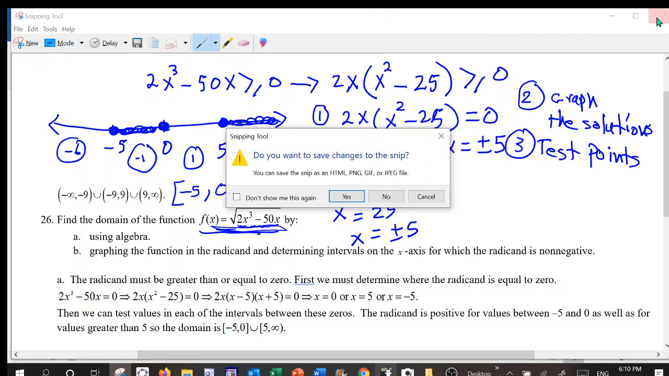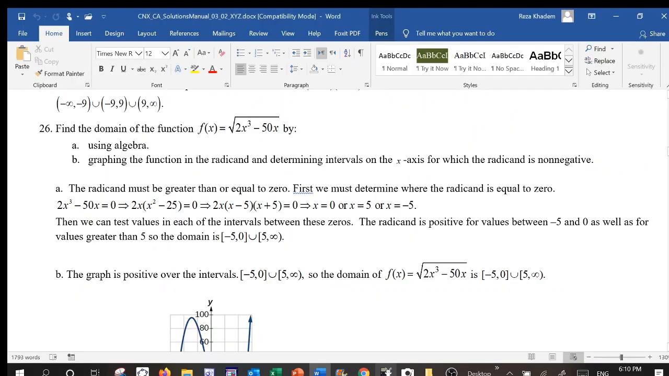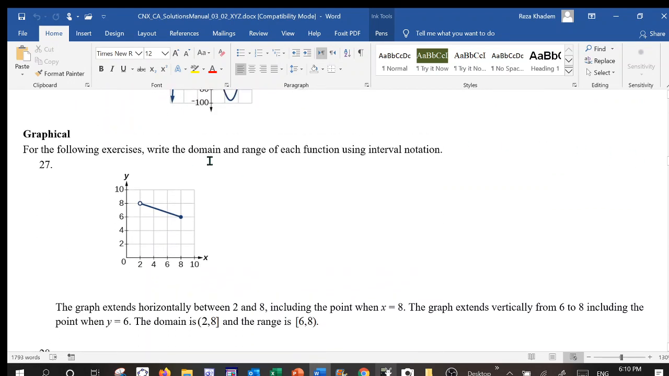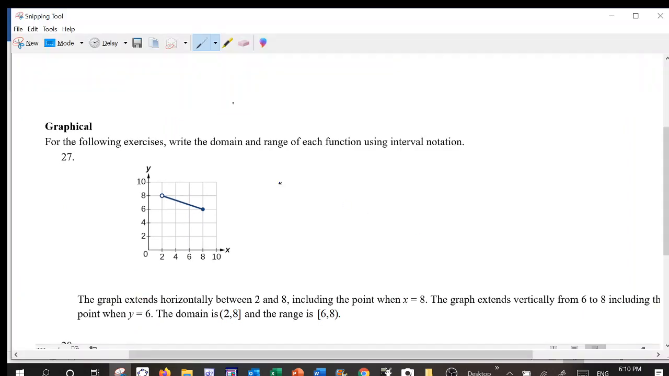All right. So that is number 26. And now we want to do number 27. For the following exercises, write the domain and range from the graph. So we can do that. If we are given a graph, we can actually find domain and range easily. So domain is all the x values, right? Now these x values over here are not part of the domain because there are no points over here, right? So we have to start maybe here, and then you see you go to 2.